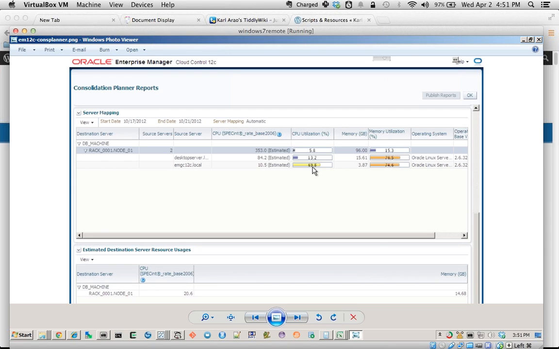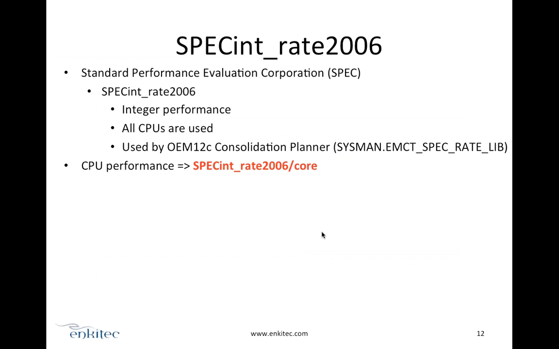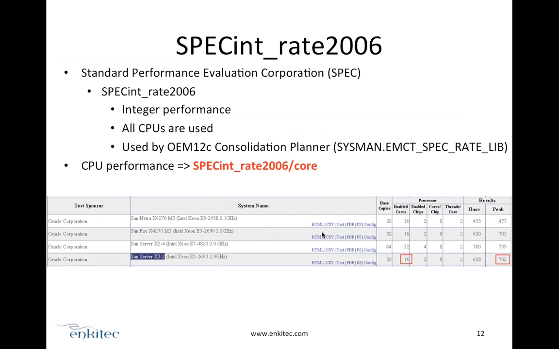So how does this consolidation planner use the SPECint rate? Let's say I have two targets, and each target will have an equivalent speed, and both of those targets will have an equivalent utilization. So the speed and the utilization are both accounted for, so that when you put them on a specific node, the end utilization will be something like this.